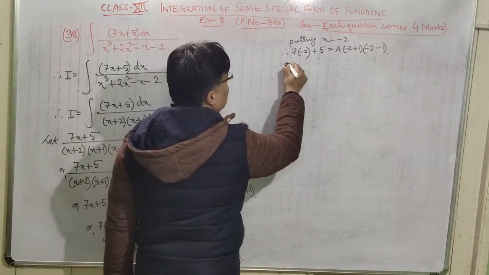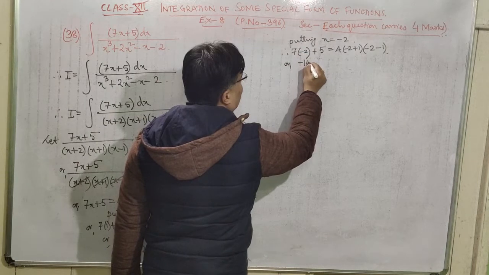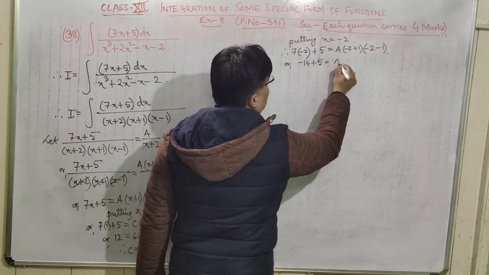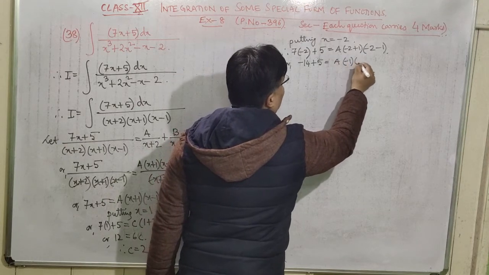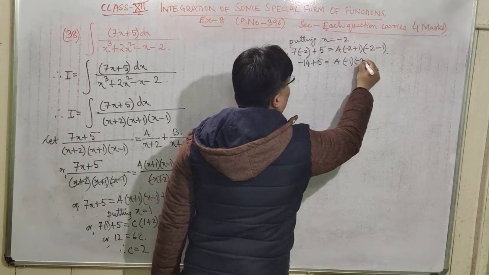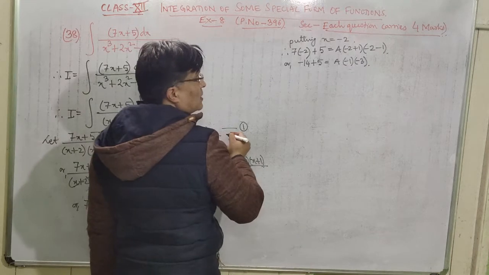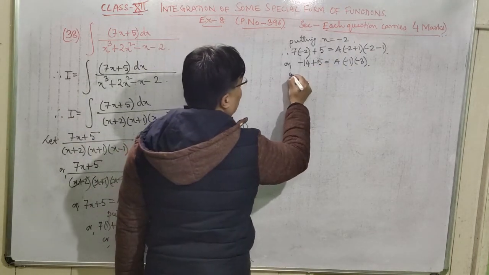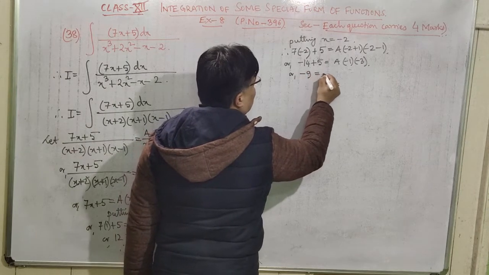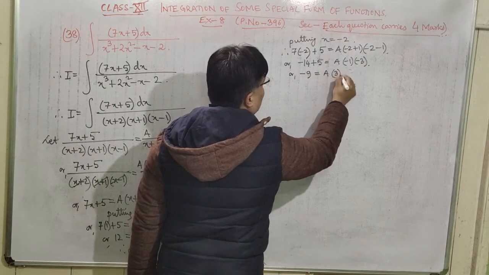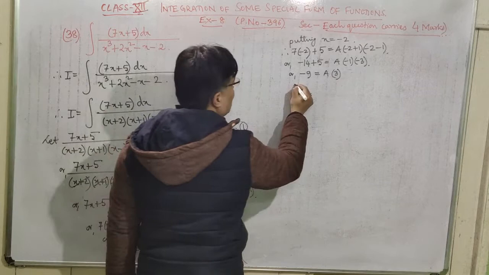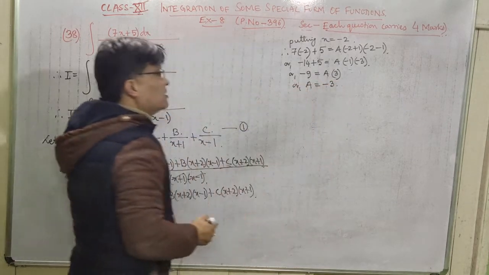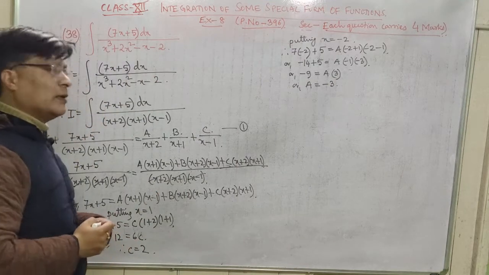So let us simplify it. This is minus 14 plus 5 is equal to a into minus 1 into, this is your minus 3. Is that clear? Minus 2 plus 1 is minus 1, minus 2 minus 1, same sign, you have to add them, minus 3. Or this is minus 9 is equal to a into 3, minus 3 is plus 3. So what is the value for a? a is equal to minus 3. We have got the value for a.